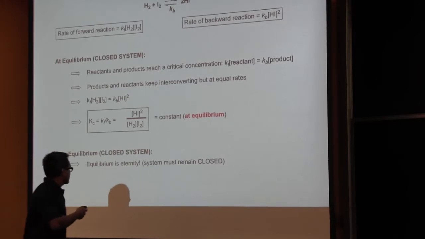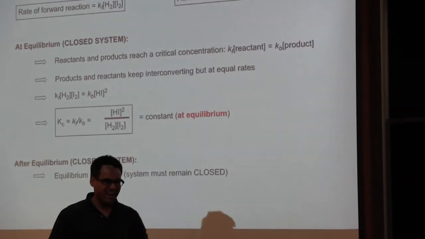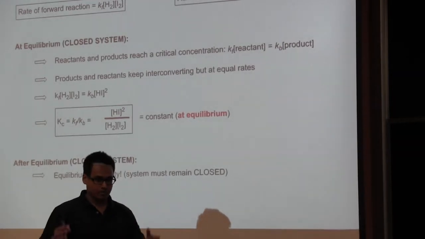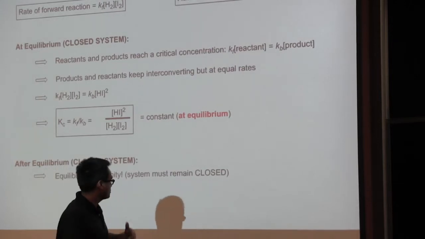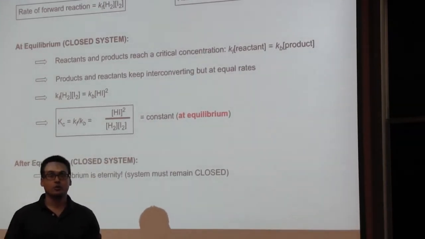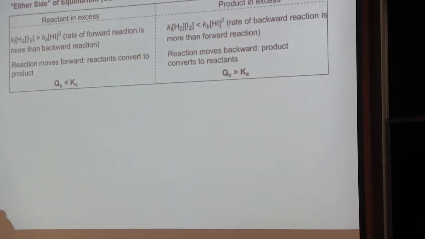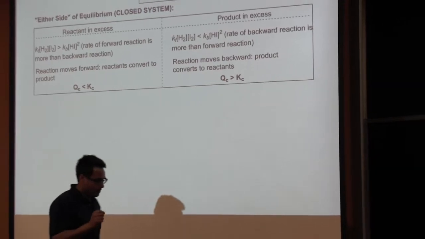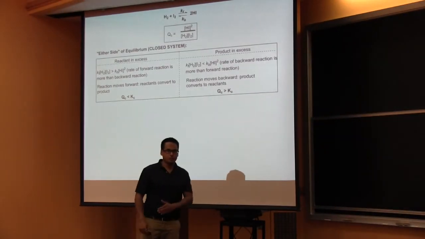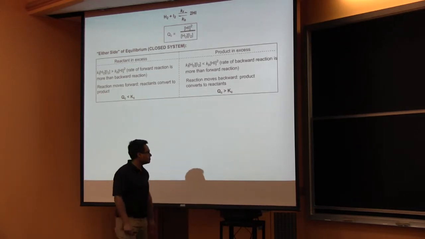Now, what happens after you reach equilibrium, say like 100 years after equilibrium? The fun part is, once equilibrium is reached, it's eternity, okay? The reaction will stay at equilibrium no matter how much longer you come back. However, the important part we have to look at is what happens on either side of equilibrium. That is, when you have excess reactant or you have excess product.